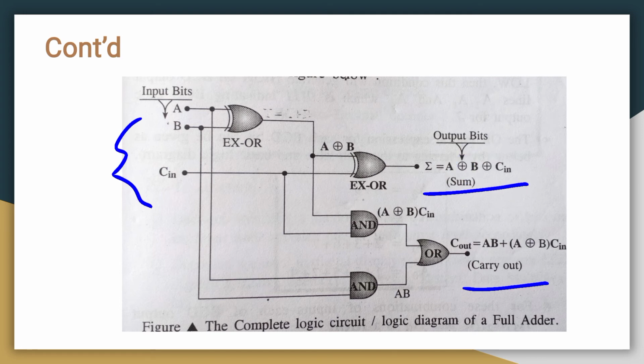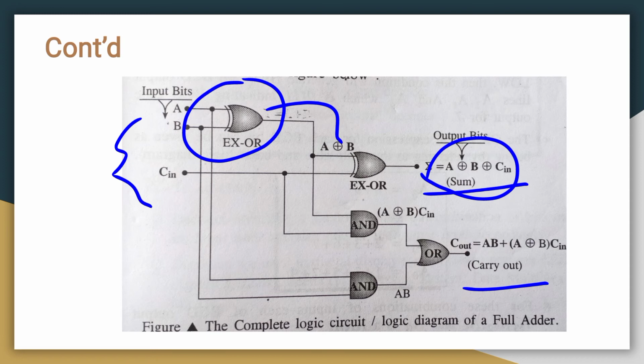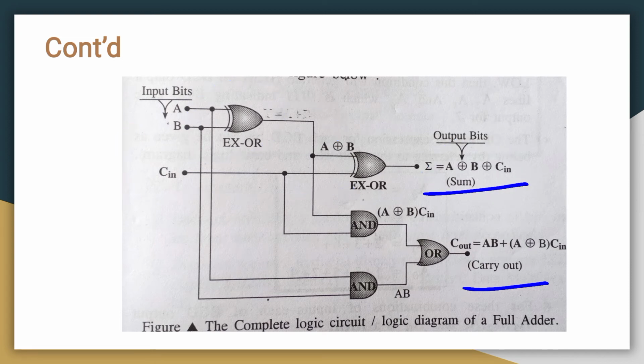For this we need first A, B XOR, then we will get this one. Output of this we combine with the C in. So output of this is A XOR B combined with the C in, then we will get this one. So this is about the sum. Next is the Cout. So Cout is nothing but AB plus A XOR B with the C in.